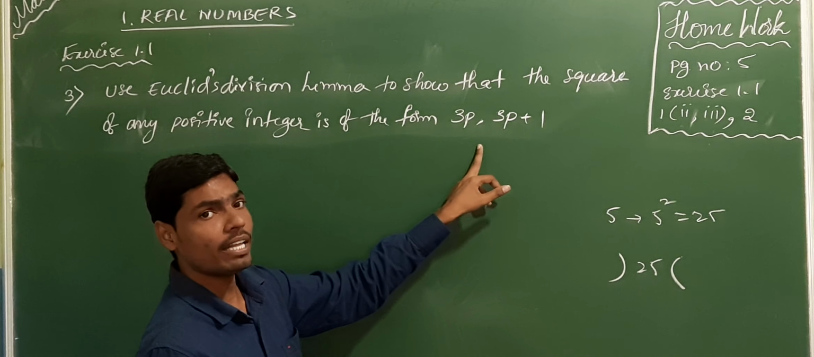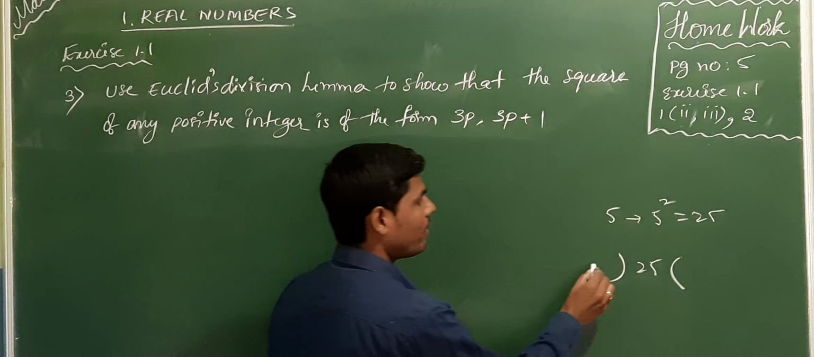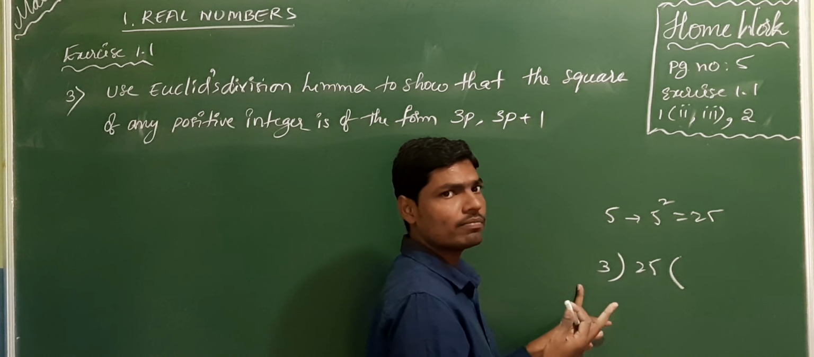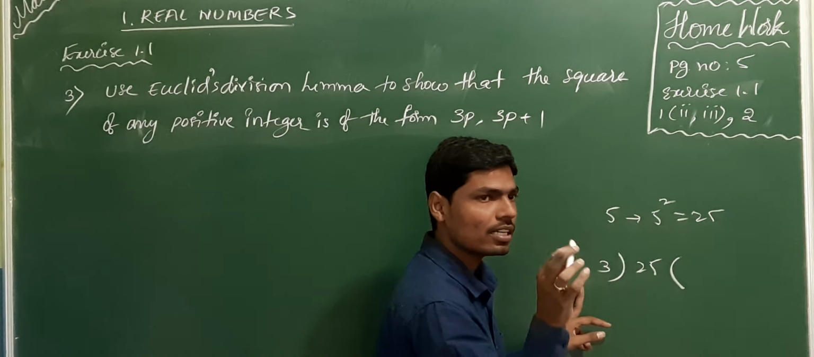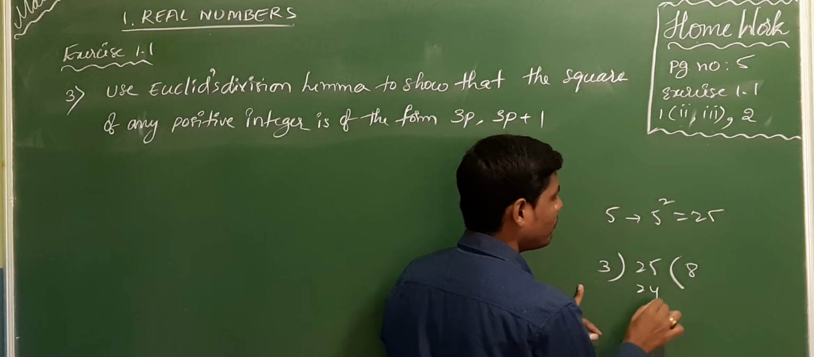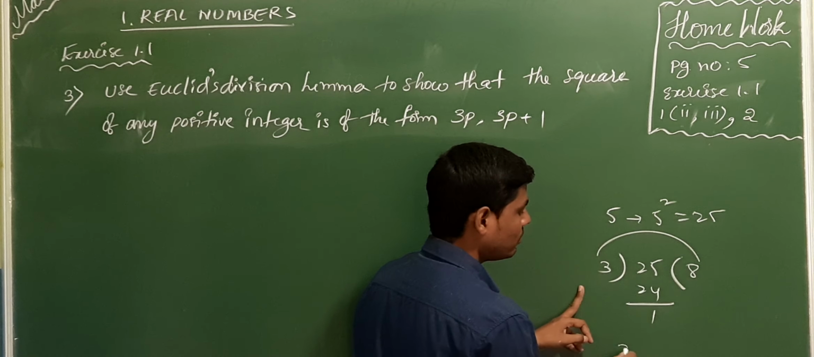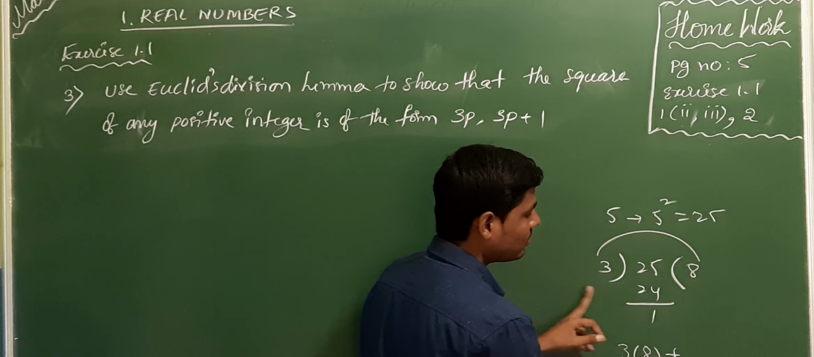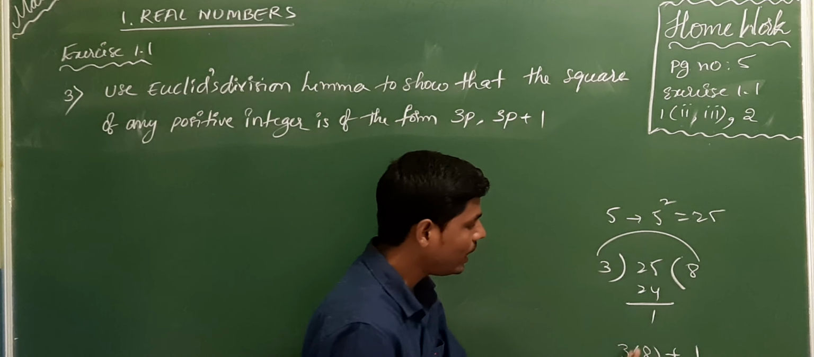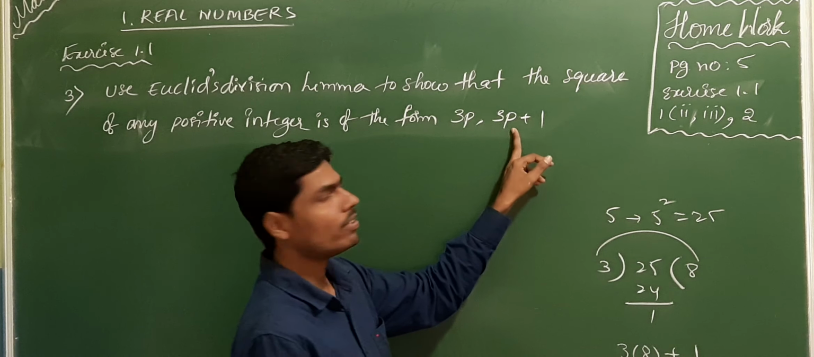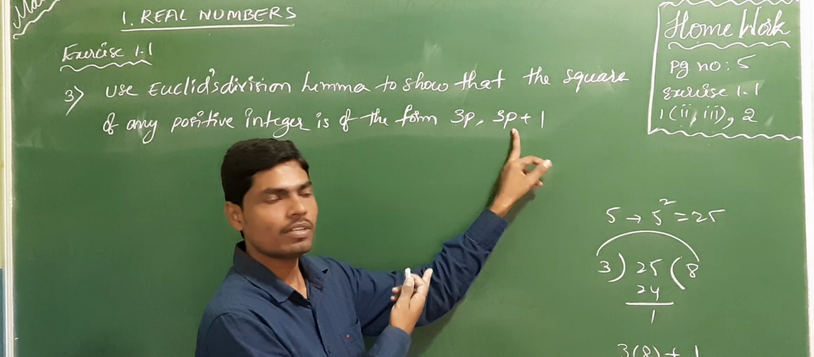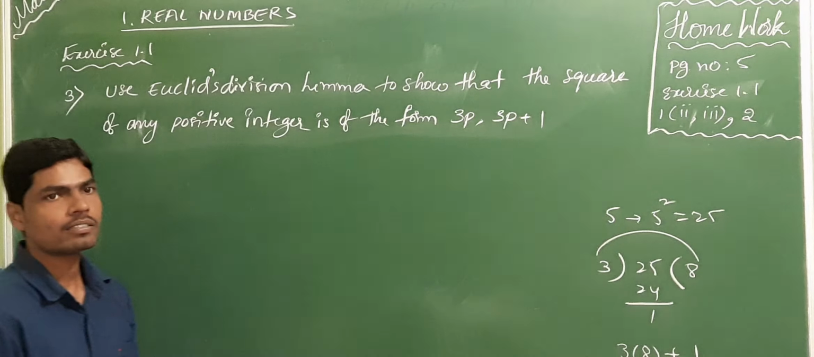That means what will be the divisor? 3. Divide 25 by 3. 3 sevens are 21, 3 eights are 24, and you are getting remainder 1. So 3 into 8 plus remainder 1, that is 3 into something plus 1. Yes, we got the second form. Now we will take the proof.